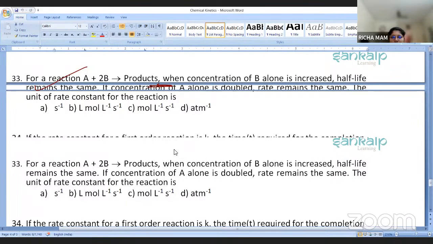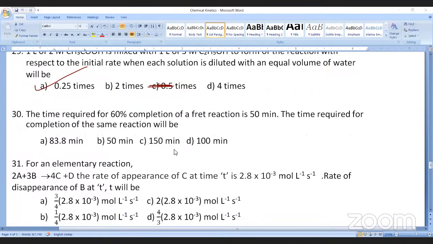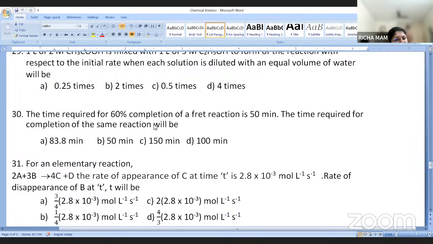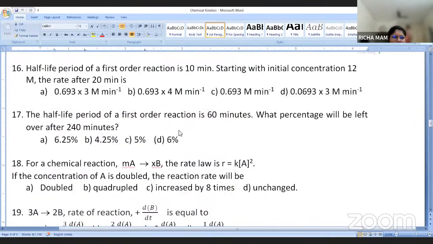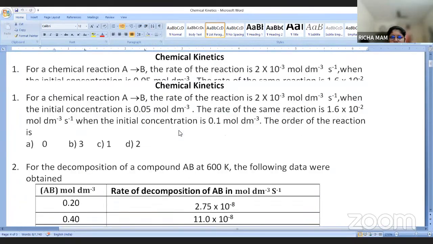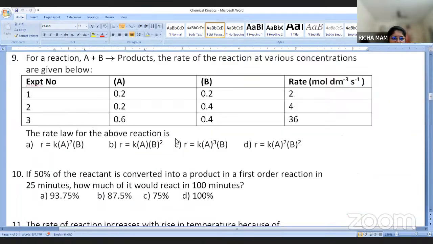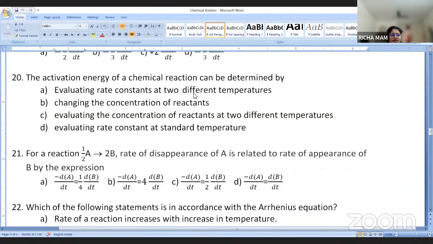So these were some of the questions from the chapter Chemical Kinetics. Most of the questions we have tried to solve. So this completes your syllabus. Your PU2 syllabus, all the chapters have been completed. All the particular types of questions are solved. In the next class, we will be solving some model papers. Is it clear?